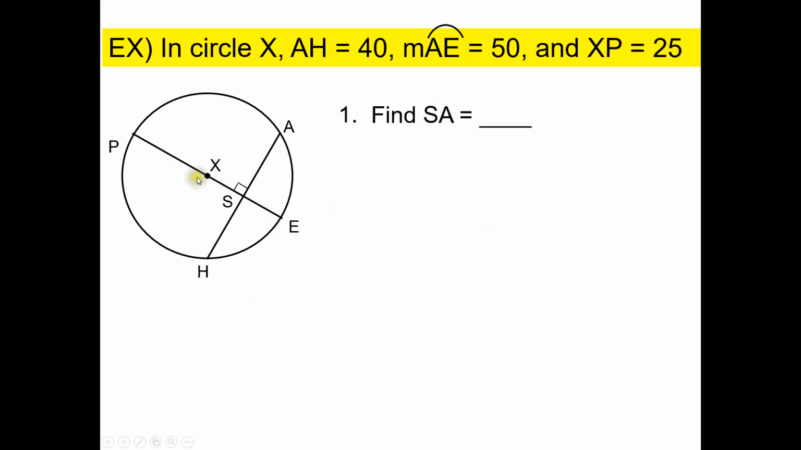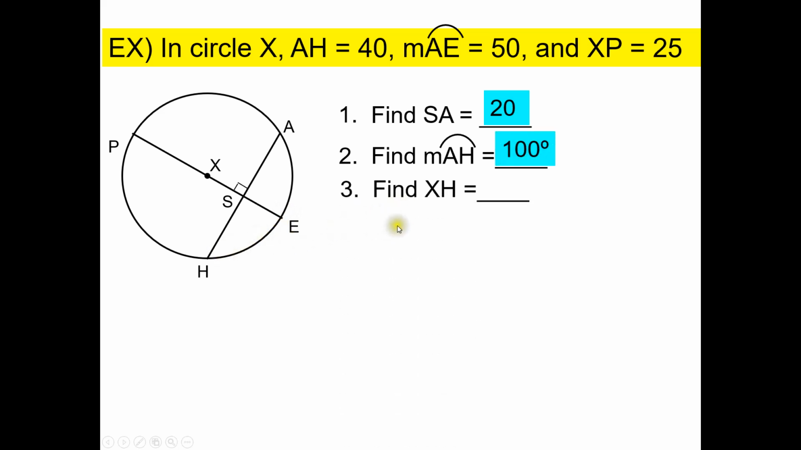Okay, well, since it's perpendicular to the diameter of this chord, then it's going to be half of AH, which is 20. All right, and the arc AH, okay, this one says AE is 50, right? So if this one's 50, this one's got to be 50 as well. So AH is all the way around here, and that's 100.